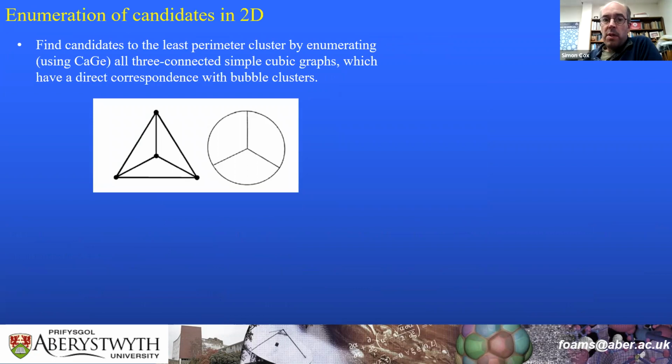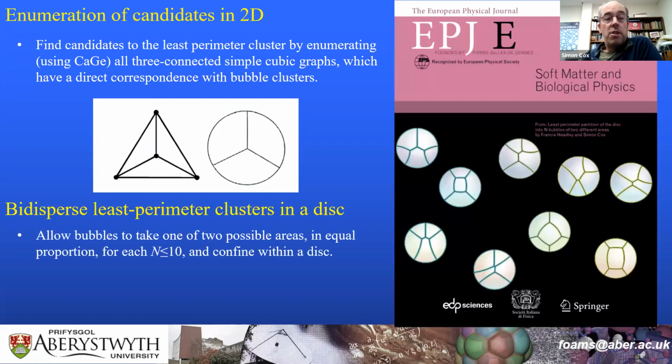So there is a correspondence between, and back in the plane now, 3 connected simple cubic graphs and 2-dimensional clusters of perimeter minimizing cells or bubbles. And so the most recent thing we did was to do an enumeration of bidisperse clusters to try and find the least perimeter version. So very unsubtly, that was published in EPJE a couple of years ago.